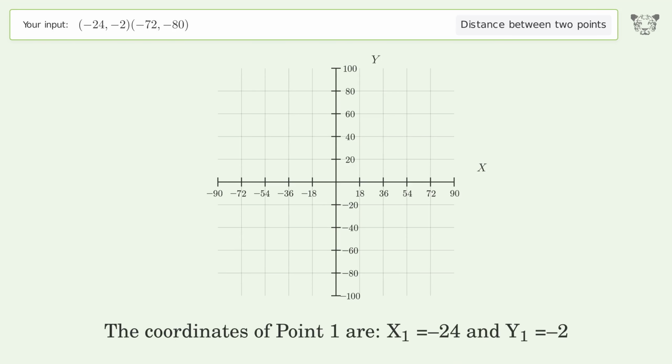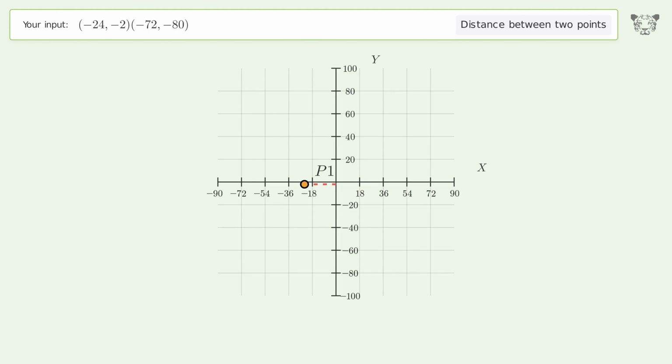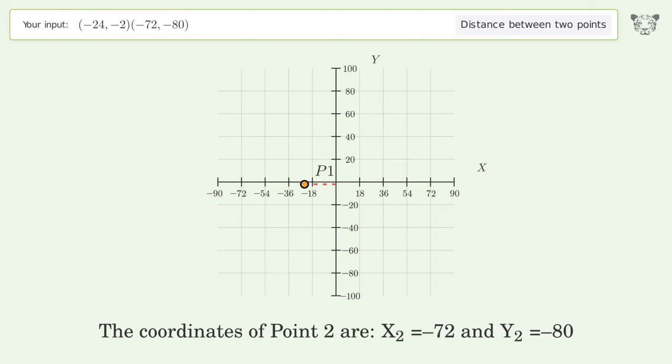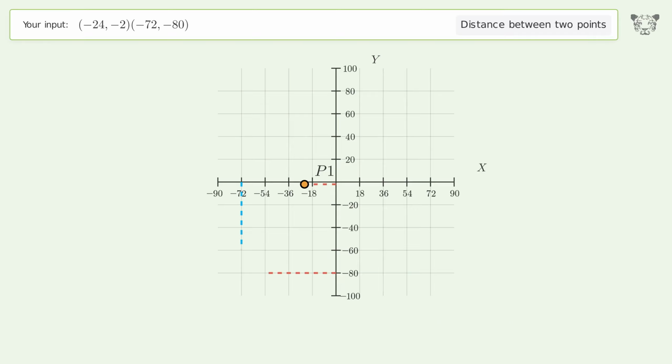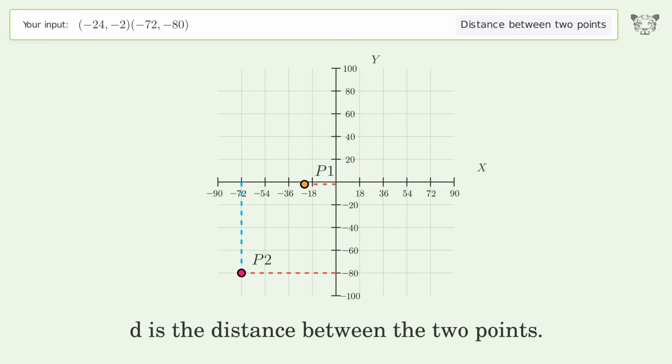The coordinates of point 1 are x1 equals -24 and y1 equals -2. The coordinates of point 2 are x2 equals -72 and y2 equals -80. D is the distance between the 2 points.